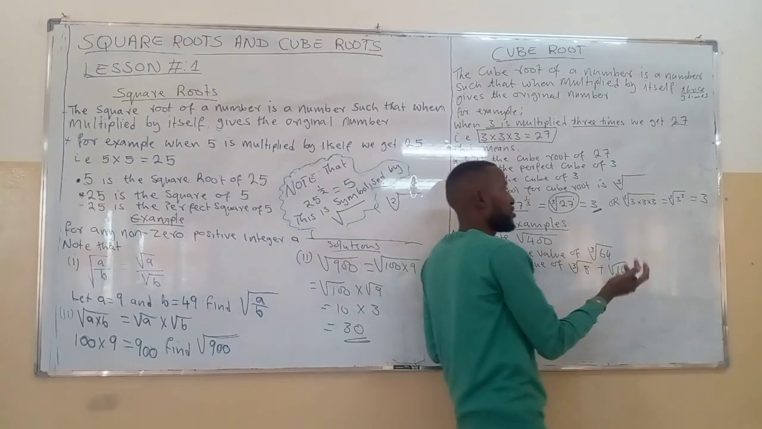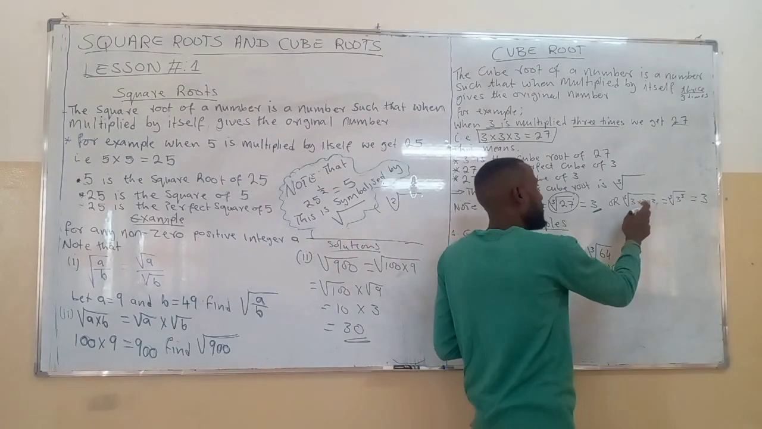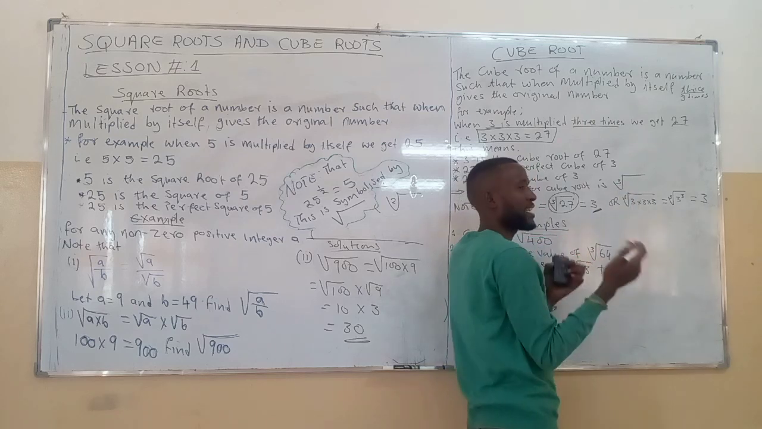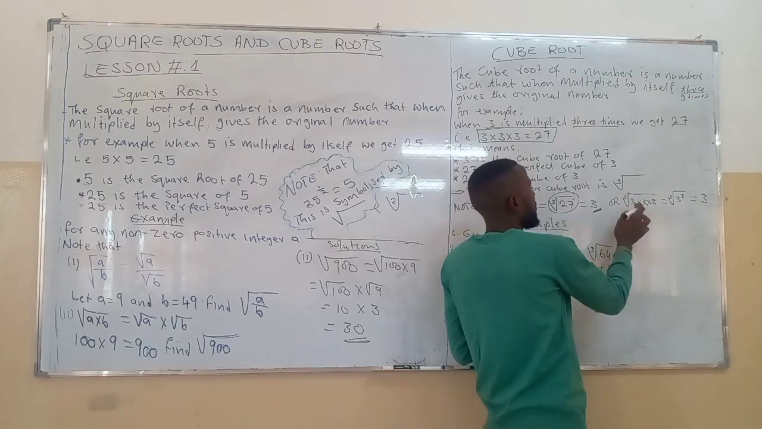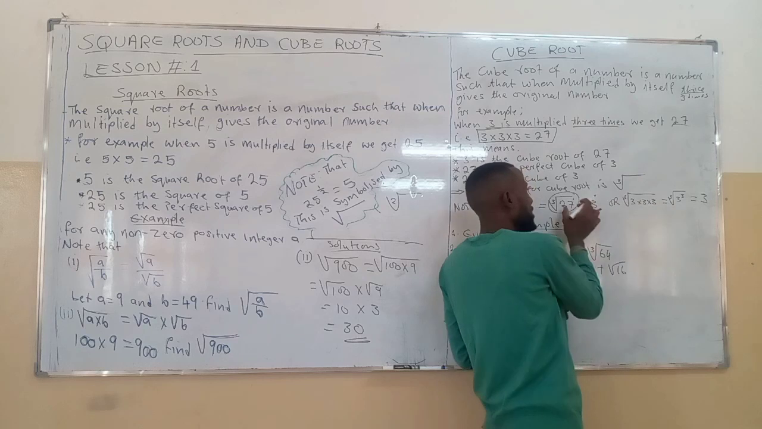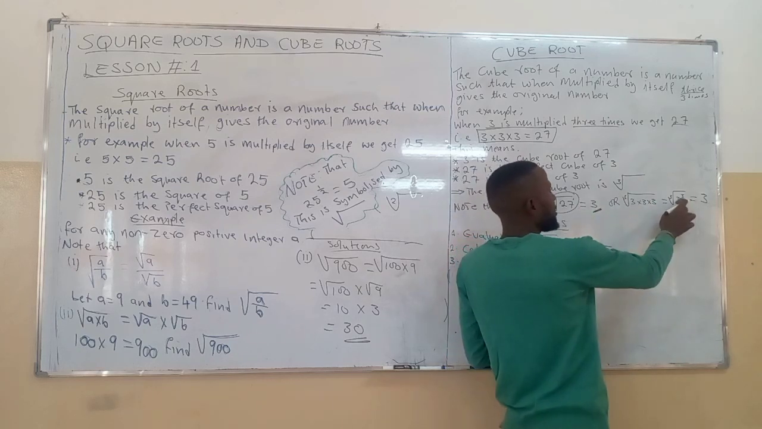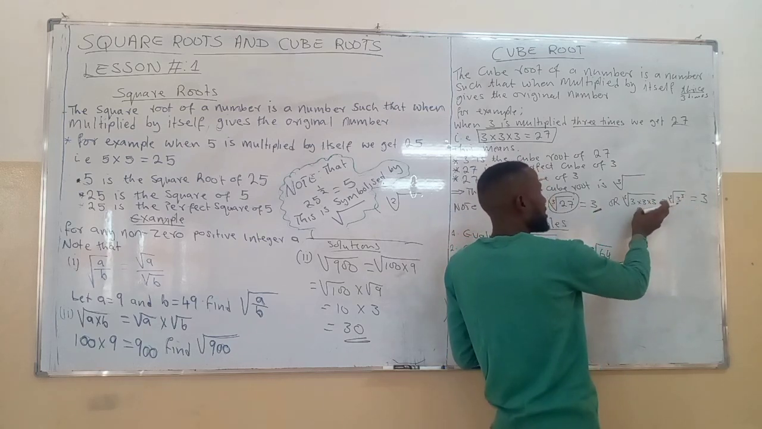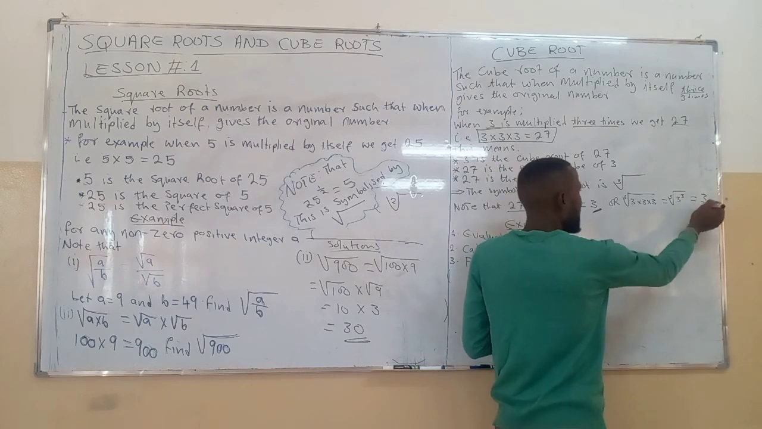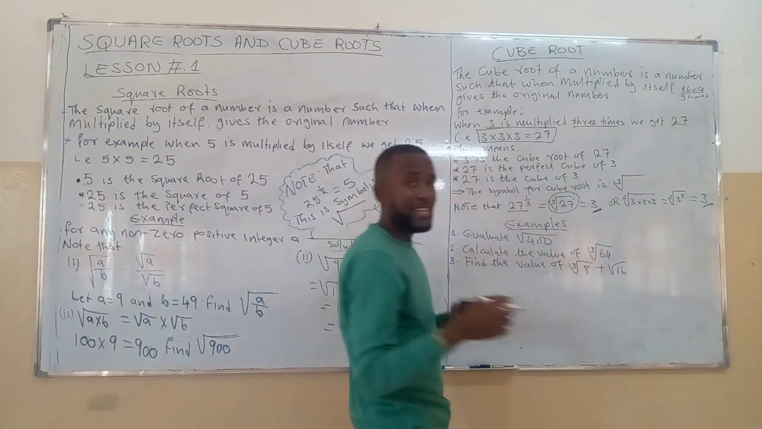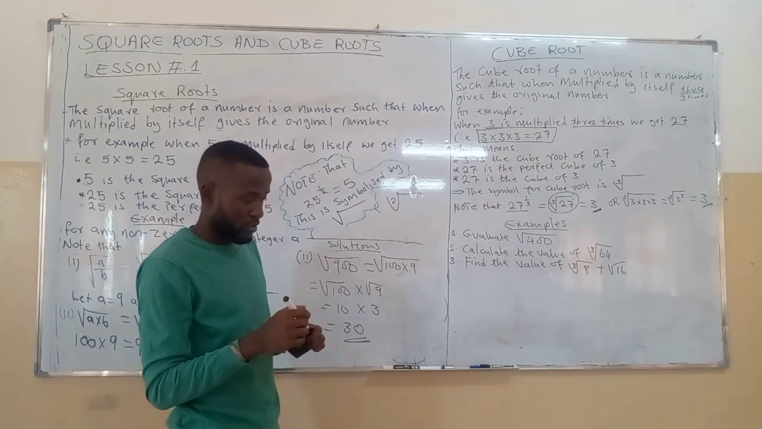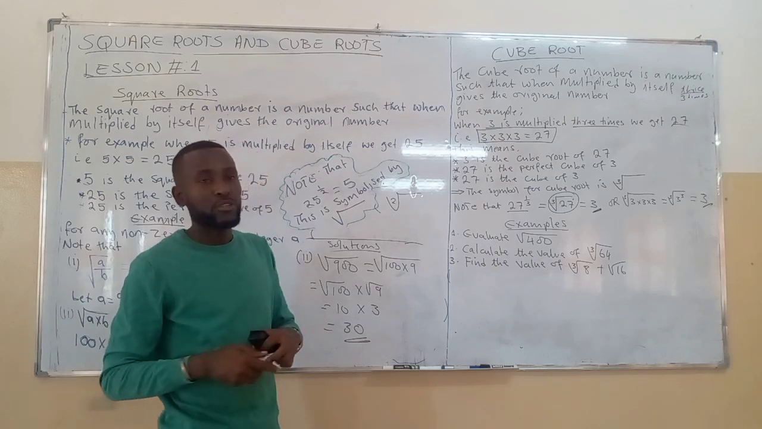Or you can use an alternative way. You can simply say, what number can I multiply 3 times to get the answer 27? If I say 3 times 3 times 3, I'll get 27. Hence, 3 to the power 3 gives 27, and therefore 3 is my final answer. In other words, that is how you work out these cube roots without any difficulties.